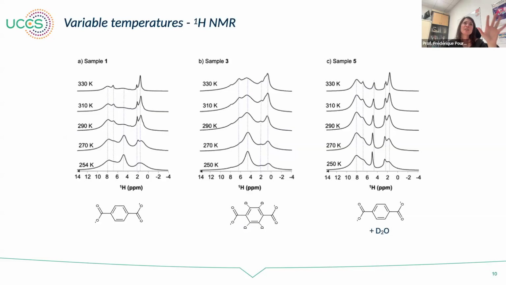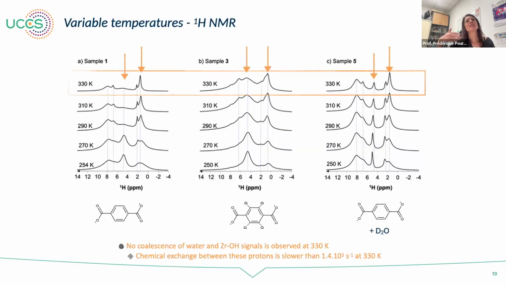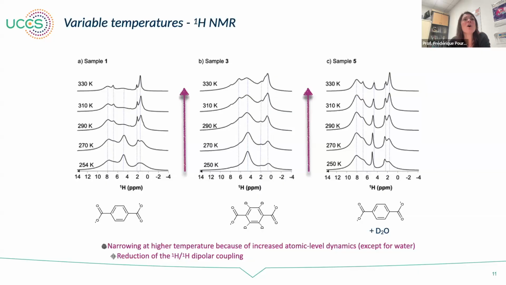After this, we did some variable temperature experiments on those 3 samples. What you can observe first is that even at 330 K, you don't have a collapse between the water and the ZrOH signals, marked with the orange arrows. You cannot observe any exchange between these protons. It was really surprising to see that.